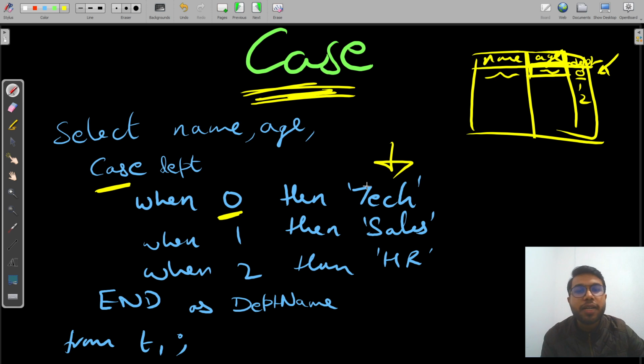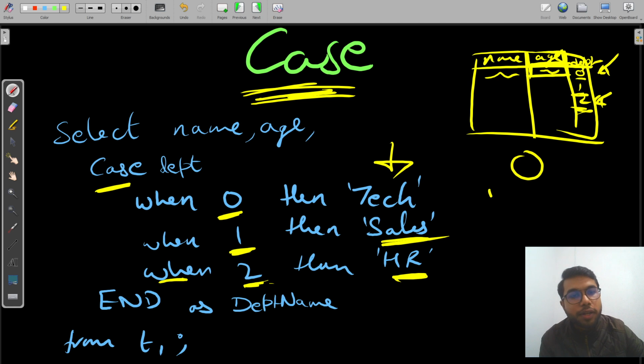Okay, you display tech. Whenever the case of 1 arises, you display sales, right? Whenever the case of 2 arises, whenever the department is 2, you display HR, right? Now the question is, where do I display these things?